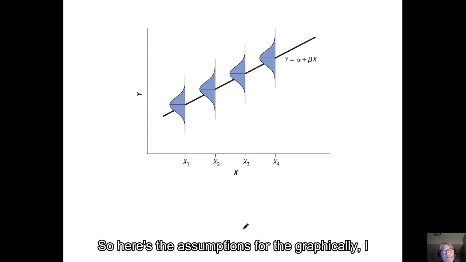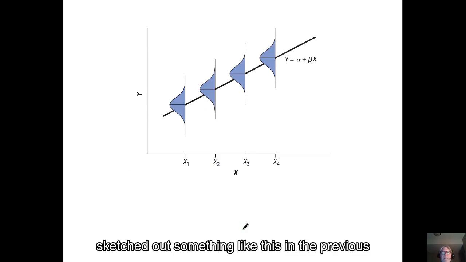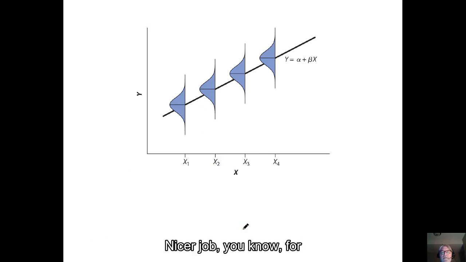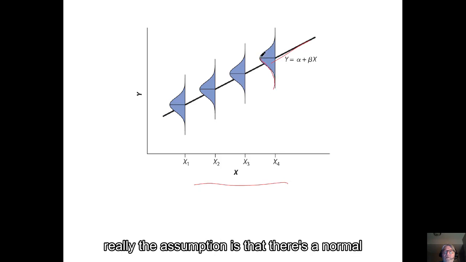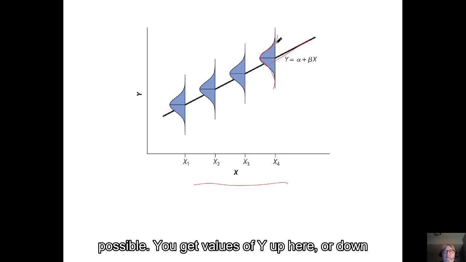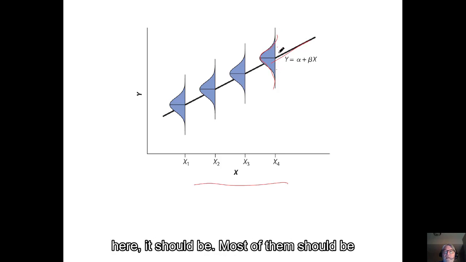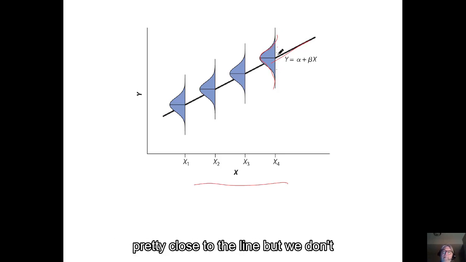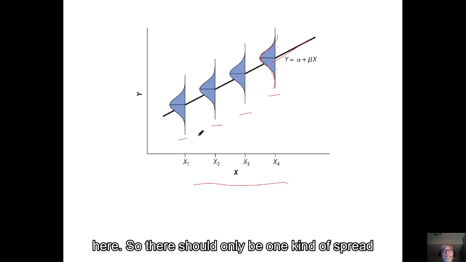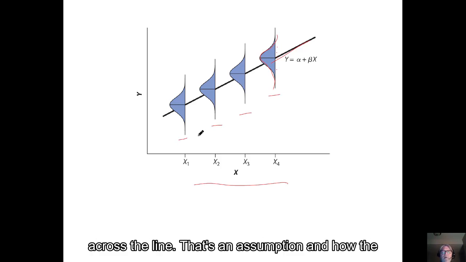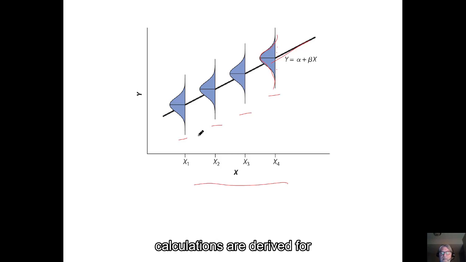So here's the assumption sort of graphically. I sketched out something like this in the previous video, but this is from your text, which does a much nicer job. For each x value you choose, there's some kind of prediction line, and really the assumption is that there's a normal distribution around that line. So it's possible you'll get values of y up here or down here. Most of them should be pretty close to the line, but we don't know what the standard deviation of this normal is, but it should be the same normal up here as here, as here, as here. So there should only be one kind of spread across the line. That's an assumption in how the calculations are derived for linear regression.